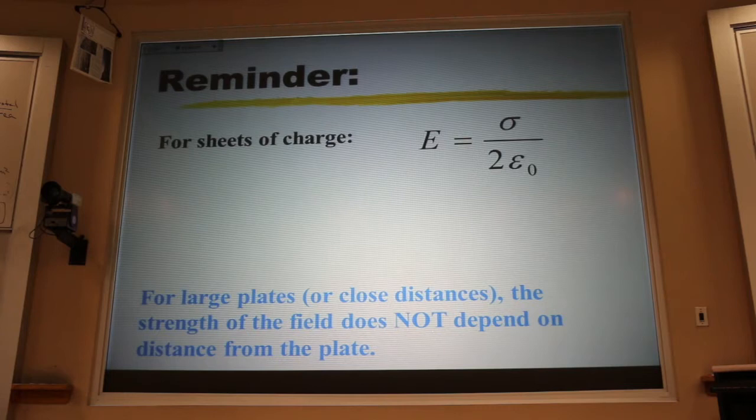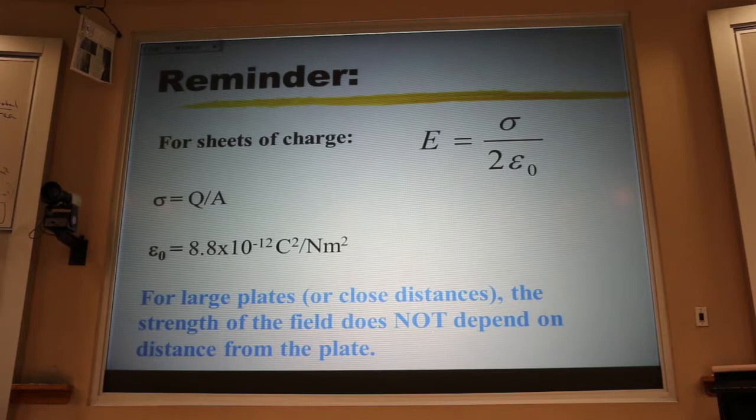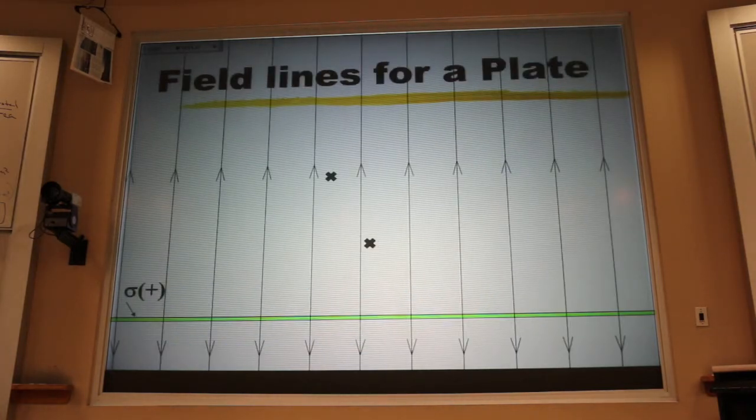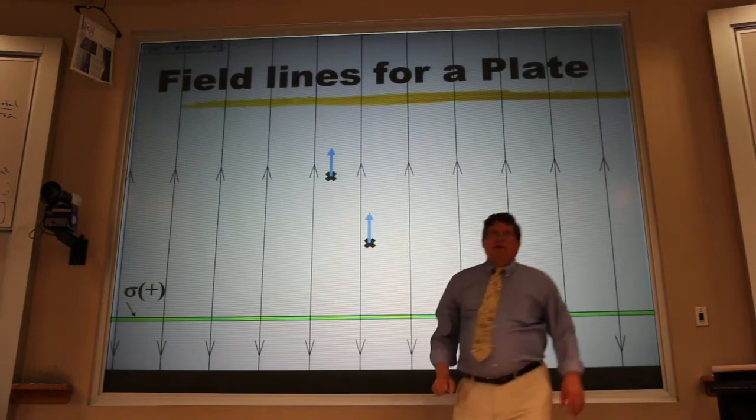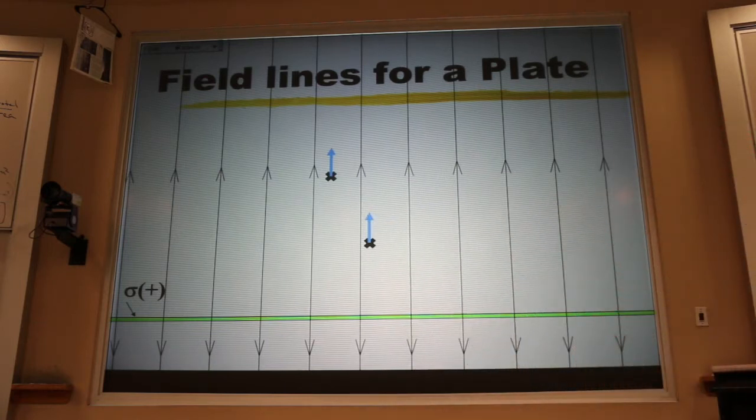We found that for a sheet of charge, we have this formula here, where the charge density, sigma, is just the total charge divided by the area. And epsilon naught is 8.85 times 10 to the minus 12. It's just a number. It's called the permittivity of free space. We find, therefore, that the electric field is the same at each of those x's. If it's 5 newtons for each coulomb here, it's exactly 5 newtons for each coulomb there. The spacing between the field lines gives us the strength of the field, and the spacing is the same.